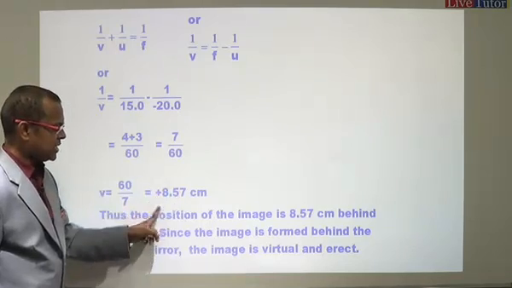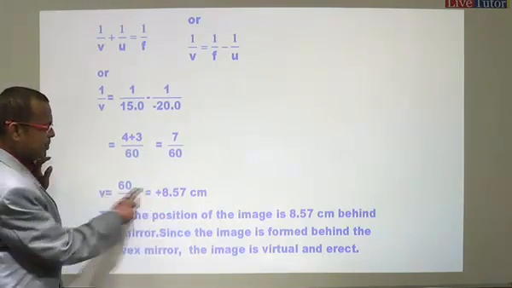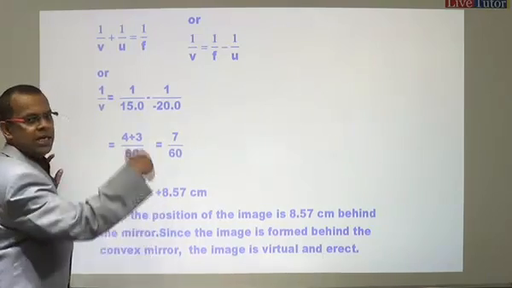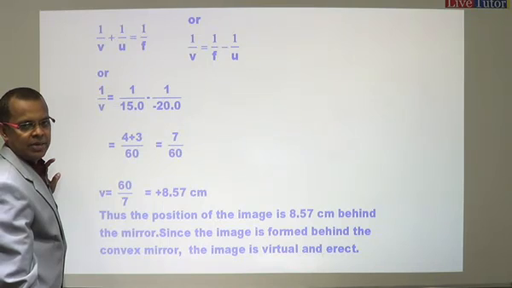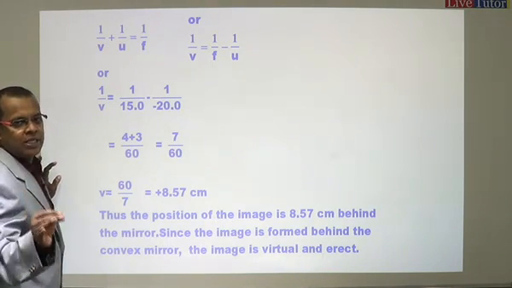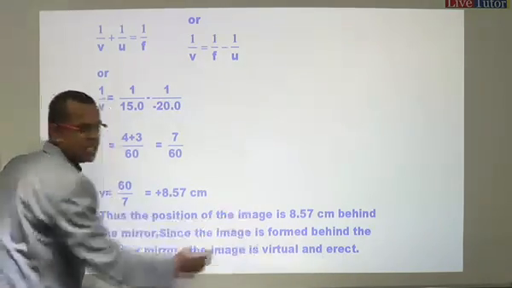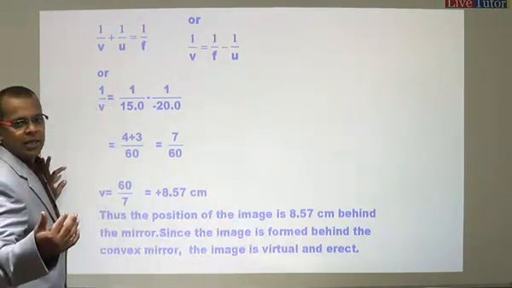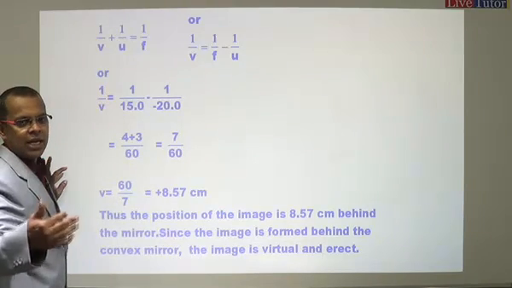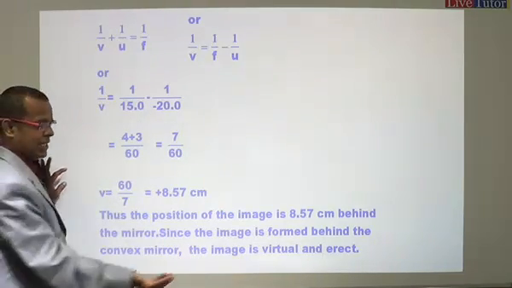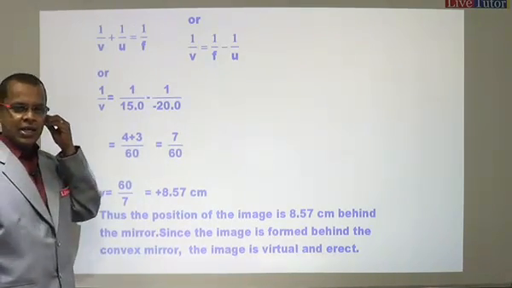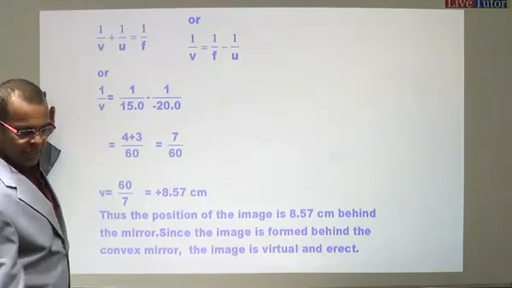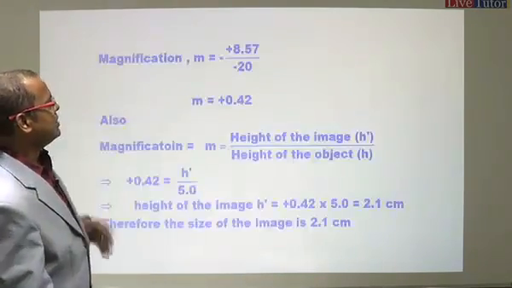But here the value is positive. If V is positive, it means the image is behind the mirror. It cannot actually be caught, it is virtual. The position of the image is 8.57 centimeter behind the mirror. Since it is behind the mirror, we say the image is virtual and erect. This is the point you have to remember. Now let us see the size of the image.